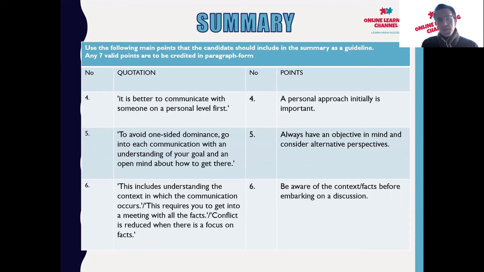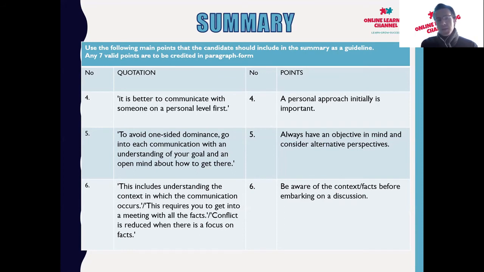Okay, next quote. It is better to communicate with someone on a personal level first. Okay, so that's the fourth quote. The summary: a personal approach initially is important. Okay, keeps it open-ended, but at the same time really drives the point home. Fifth quotation: to avoid one-sided dominance, go into each communication with an understanding of your goal and an open mind about how to get there. Summary: always have an objective in mind and consider alternative perspectives. Again, just breaking that quote down word for word, and offering a nice, concise, summarized version.